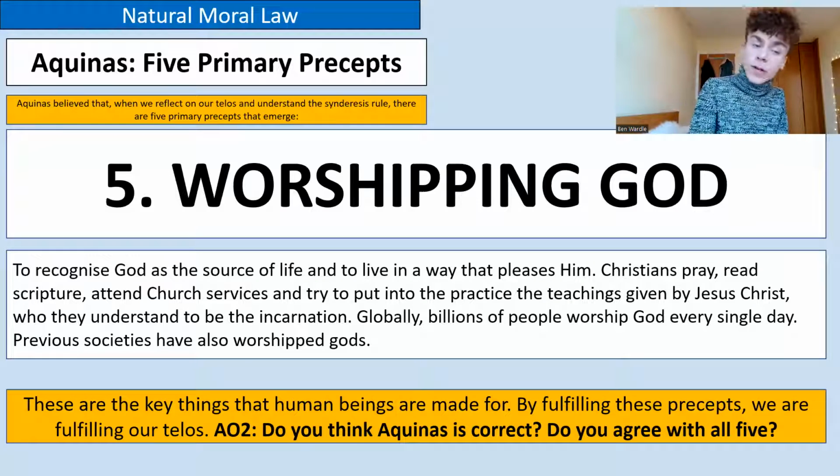Christians therefore pray, read scripture, attend church, and try to put into practice the teachings given by Jesus Christ, who they understand to be the incarnation of God. Globally, we can say billions of people do worship God every single day.